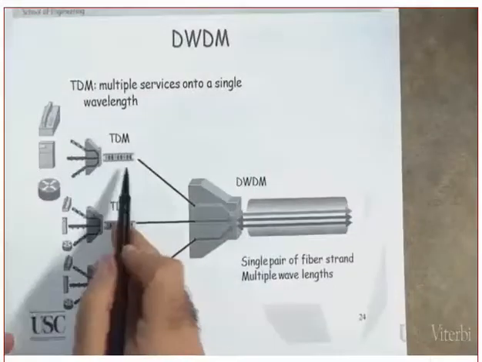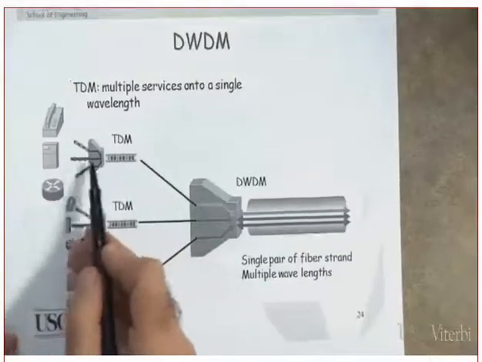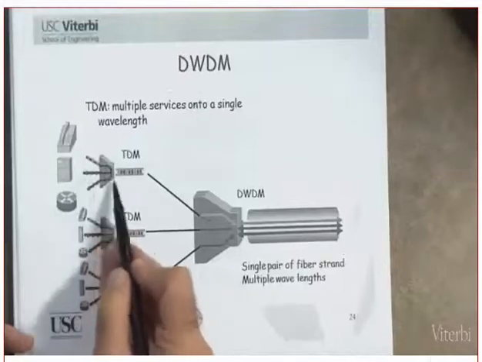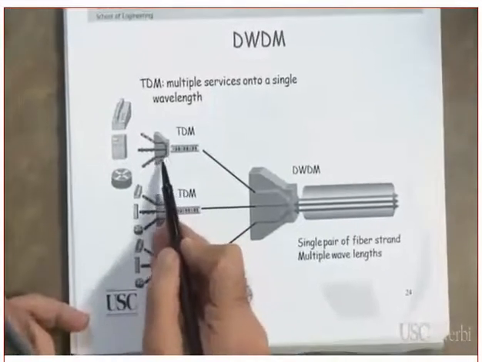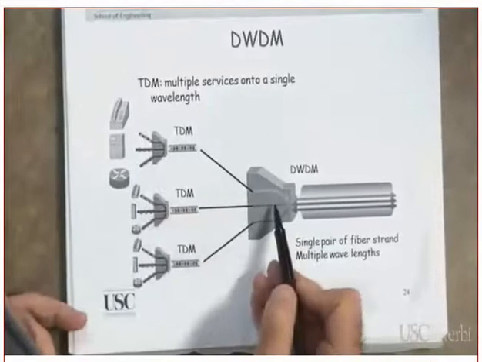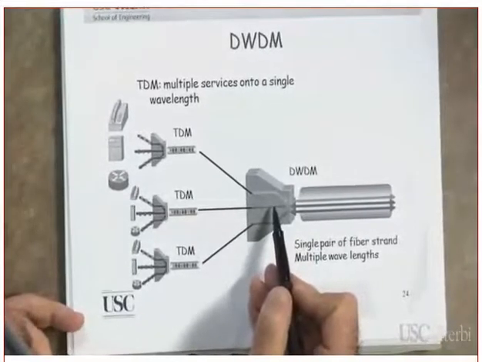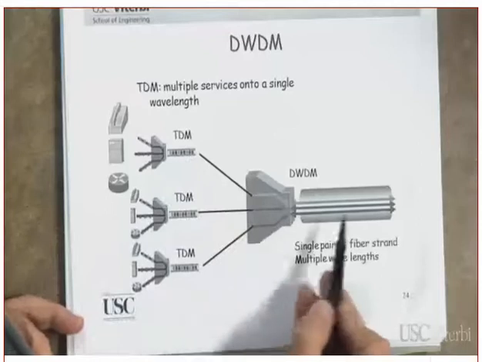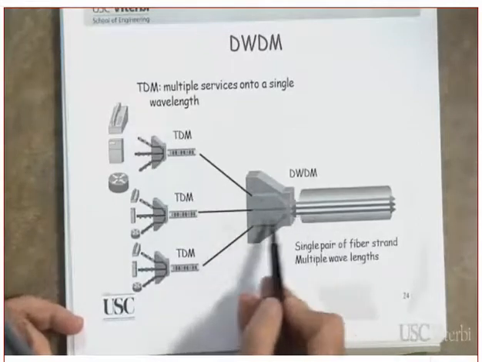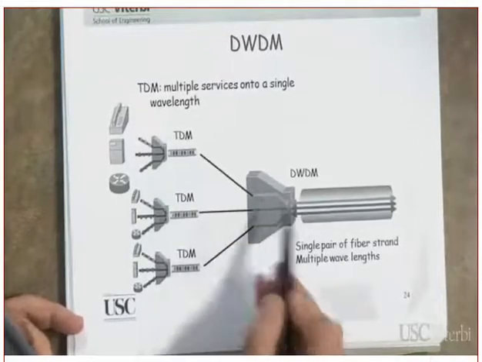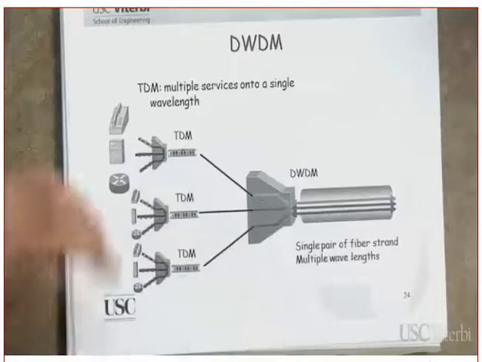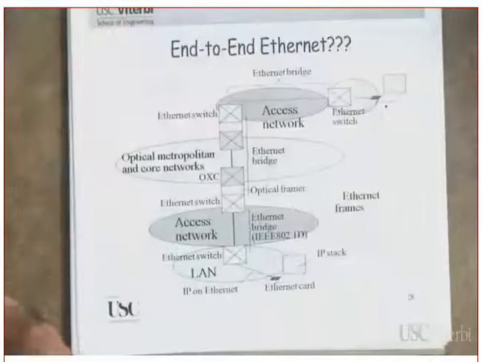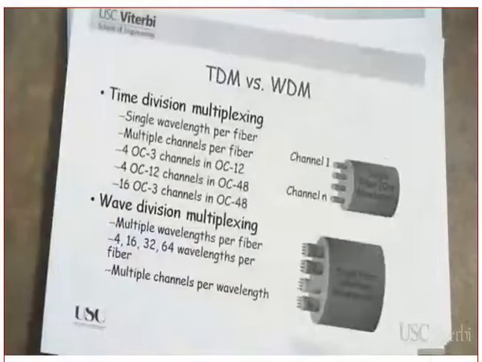This is, again, several wavelengths. Each wavelength is divided in time. What type of multiplexer is this? This is a SONET type multiplexer, a TDM type multiplexer, whereas this one is a wavelength division multiplexer. This one multiplexes wavelengths, not time slots. These are multiplexing time slots. So a single pair of fiber supports multiple wavelengths. We'll get to this in just a second.